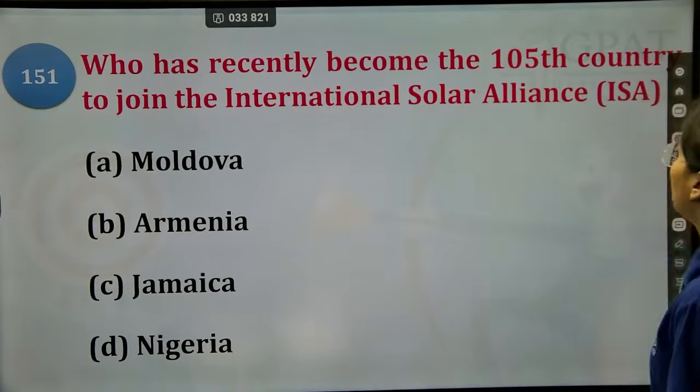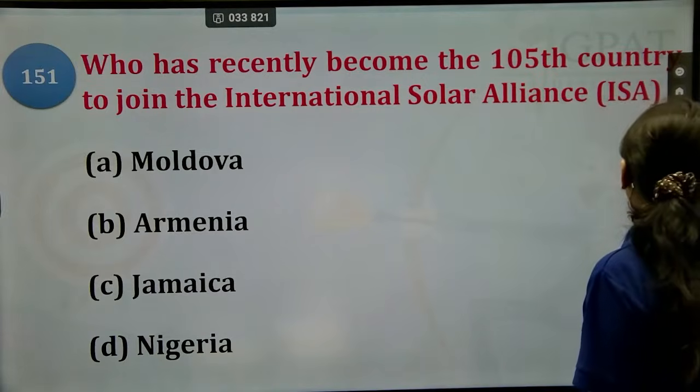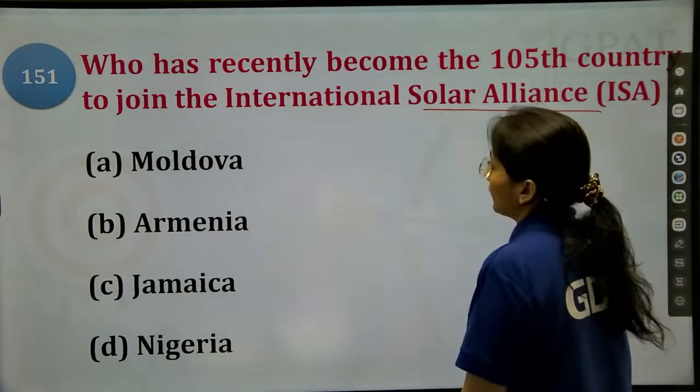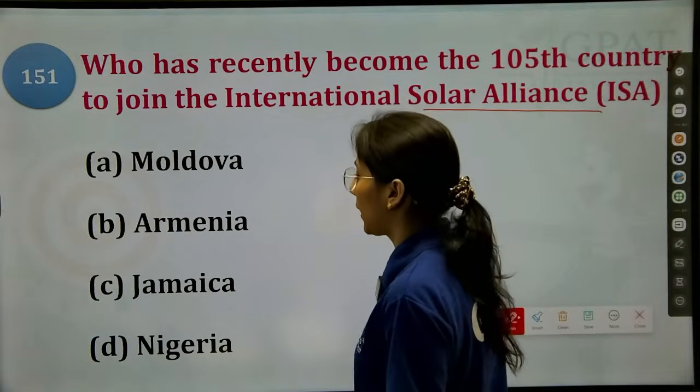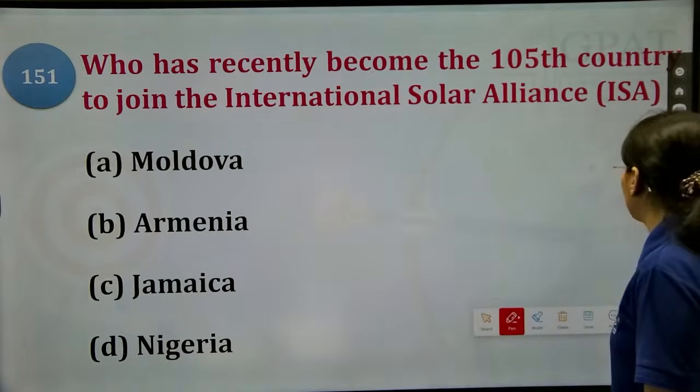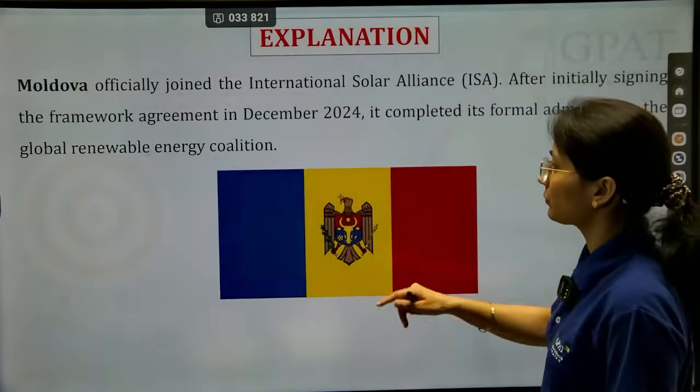Who has recently become the 105th country to join the International Solar Alliance? Moldova, Armenia, Jamaica, Nigeria. The answer is Moldova.